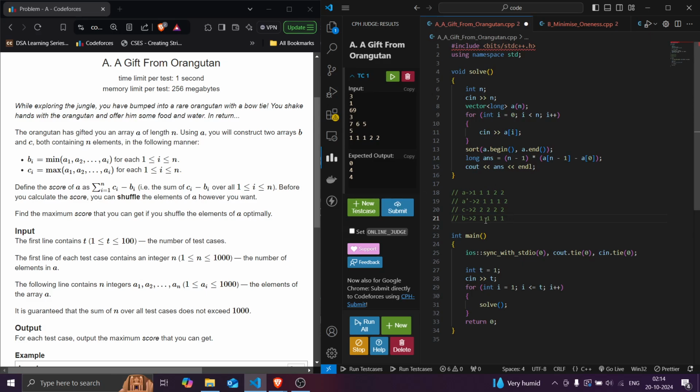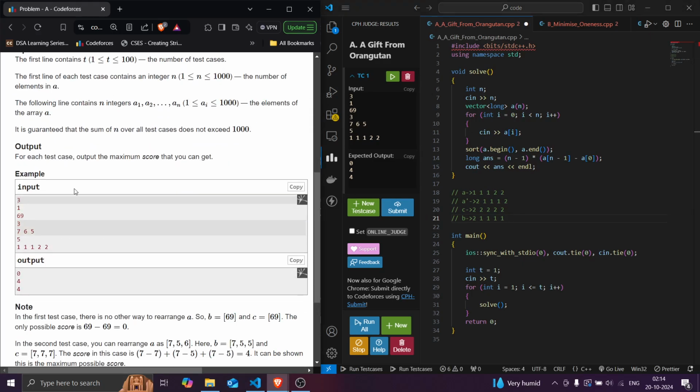In this case we will always get the first two elements of both B and C to be the same. That is why when the element is 1 it will be 0, so the difference will be 0, and for the rest you will notice it will be just the difference of the maximum and minimum. So what we are doing is taking the input, sorting A, and then taking the difference of the largest element minus the minimum element, times n minus 1, because there will be n minus 1 such terms since the first two will cancel out each other. So that will be our answer.